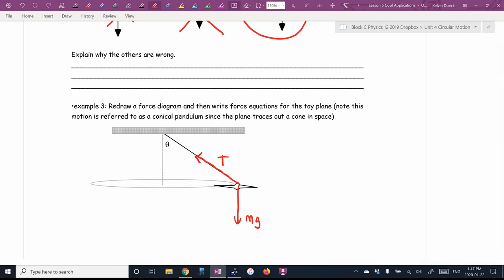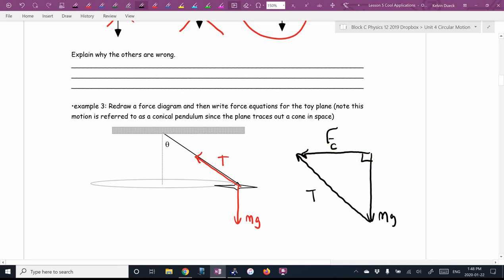But just like the banked corner, I don't want components, because just like the banked corner, the circle itself is horizontal, which matches my components quite nicely. So instead, I'm going to add these two vectors together. How will I add these two vectors? Why, I think I'll draw them. Which is the easiest vector to draw first, Dustin? Tell me when to stop drawing tension. And then I'm going to have FC up there.